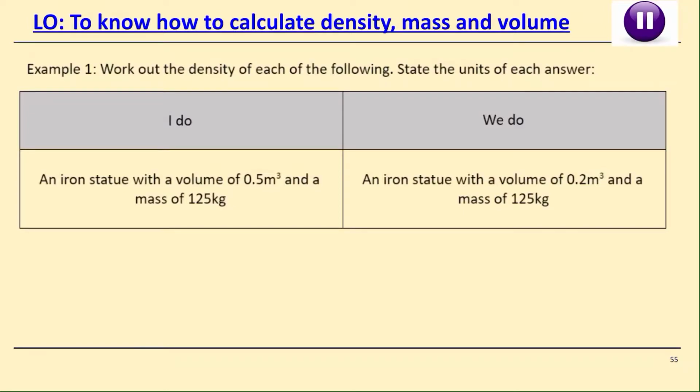Example 1. This question asks us to work out the density of each of the following and state the units. I'm going to do the I do question whilst you will do the we do question individually. But first, look at this example here. So, density equals mass over volume.